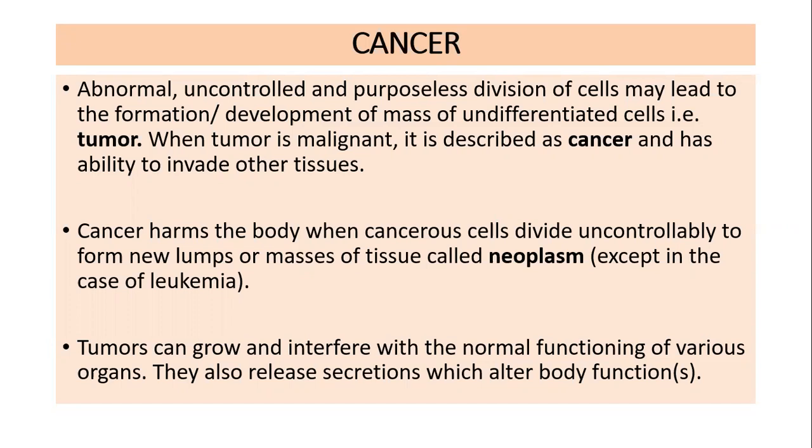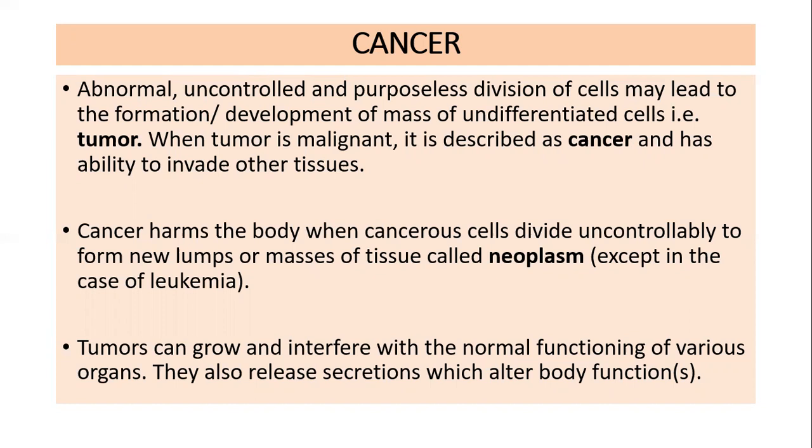Now, cancer harms the body when cancerous cells uncontrollably divide and form masses. Those masses of tissue are called neoplasm. This neoplasm or formation of tumor is not seen in the case of leukemia, which is a blood cancer. In that, the number of lymphocytes becomes very, very high. It divides uncontrollably and the number goes above millions and trillions. That is called leukemia. So in leukemia, you're not going to see formation of any lumps or tumors.